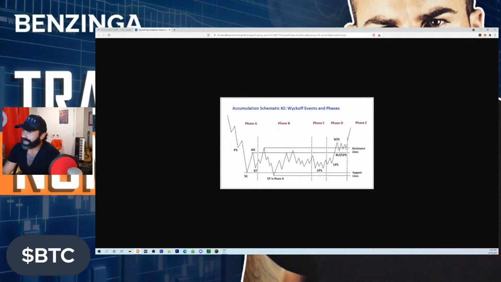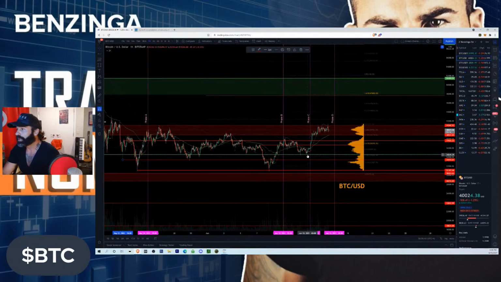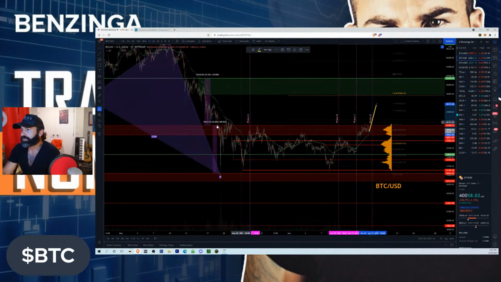After the sideways action, the consolidation off of that high, you're going to get phase E, which is the markup stage. And if we're looking at Bitcoin here, we got our spring, we've got our sideways consolidation. And again, if you were looking at this as a bull flag, you'd have essentially a 100% measured move of the pole, which would put us up here in the 45,000 zone.